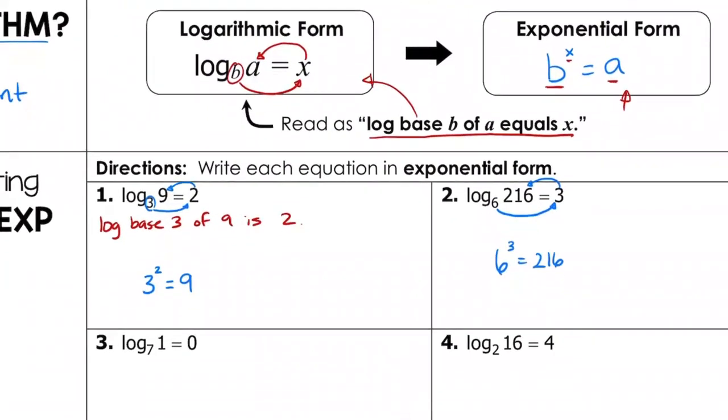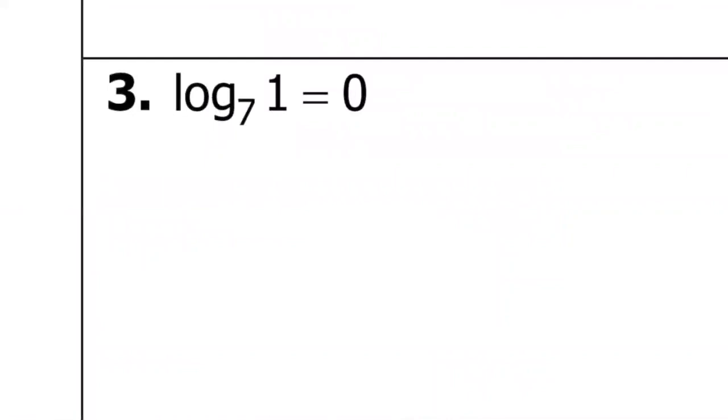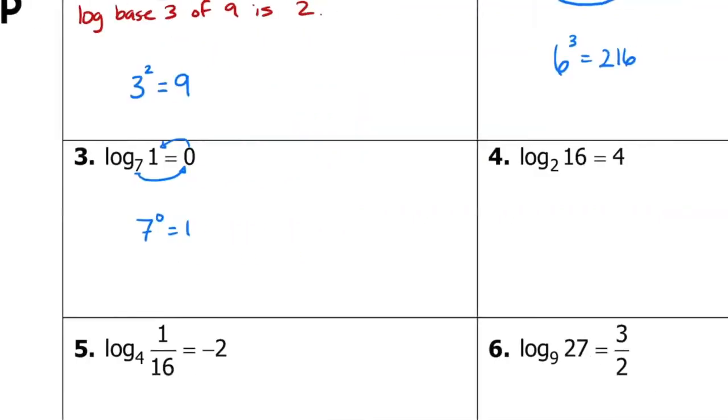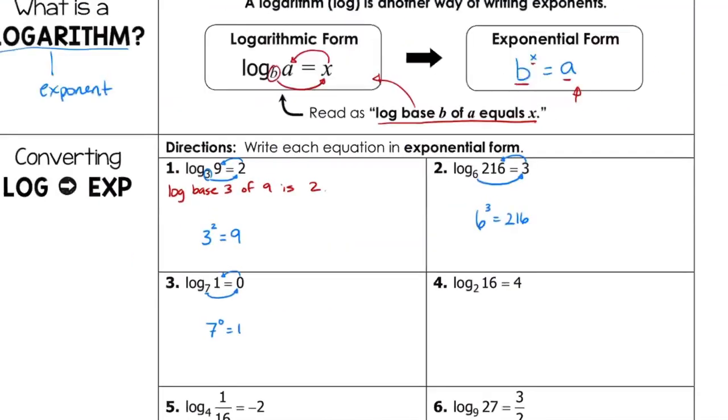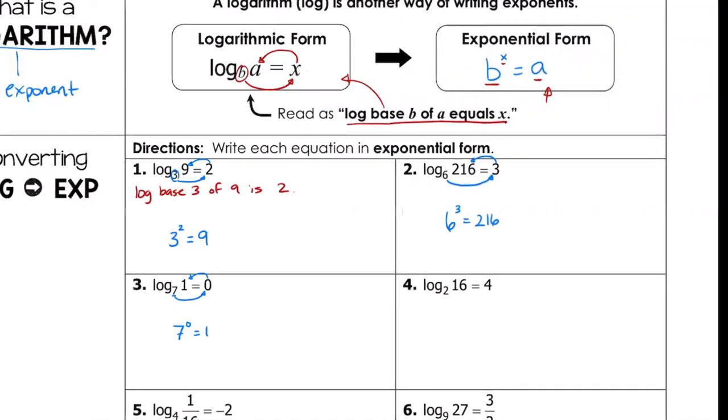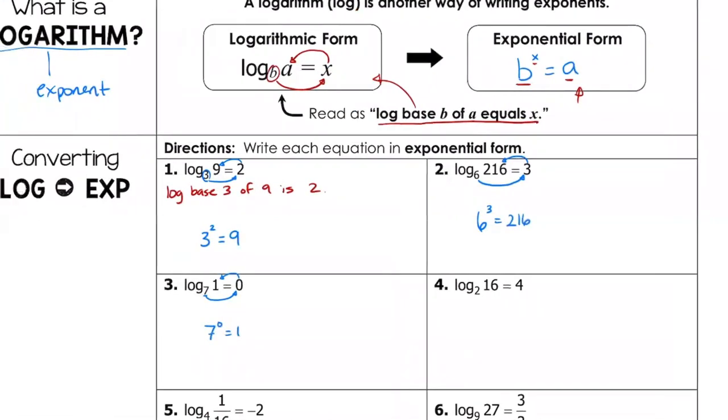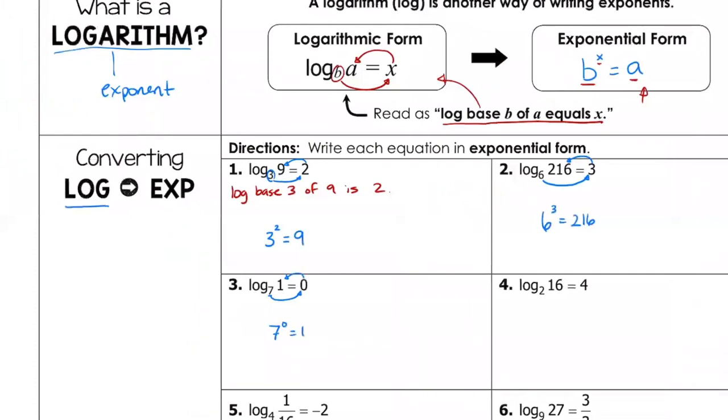So if we look here on number 3, we have a base of 7. Exponent is 0 because log equals the exponent, so 0, and it equals the result of 1. And is that a true statement? 7 to the 0 power equals 1? Yes, anything to the 0 power equals 1. Questions so far? Any questions so far? So the first thing we're doing right now is we're converting a log to an exponential. We're getting a logarithmic statement, and we're changing it to an exponential.